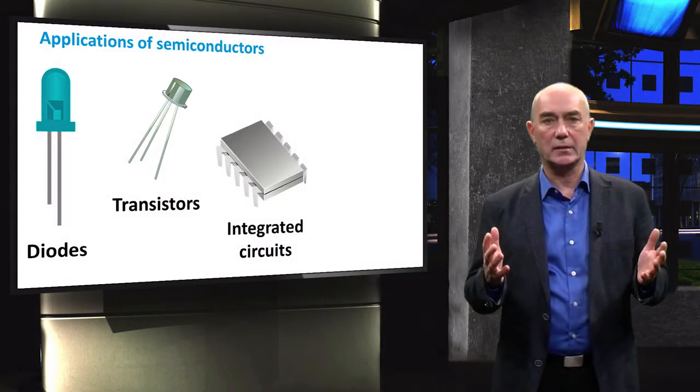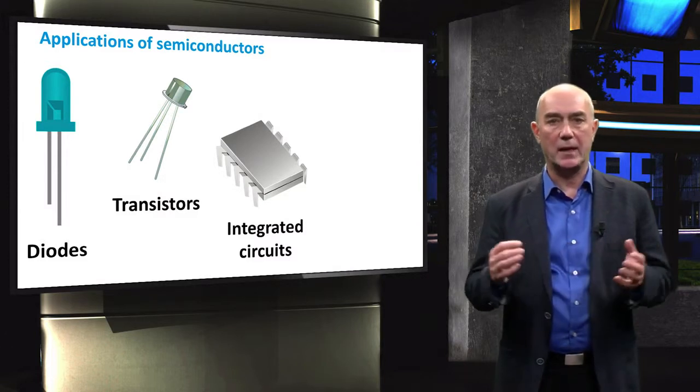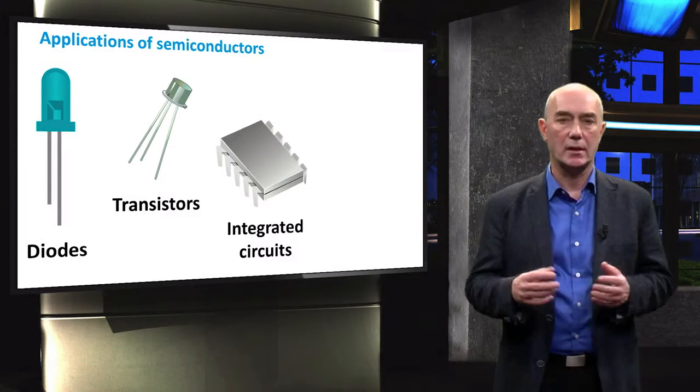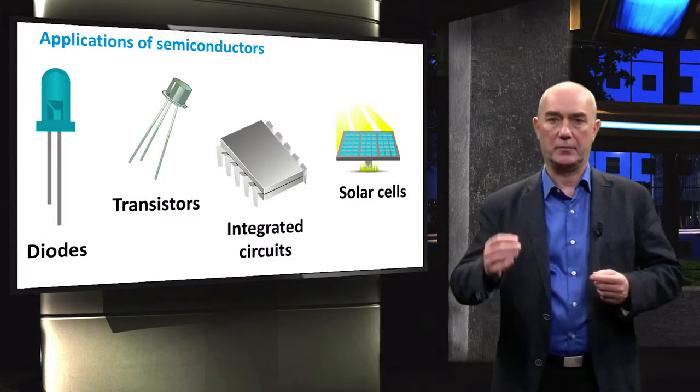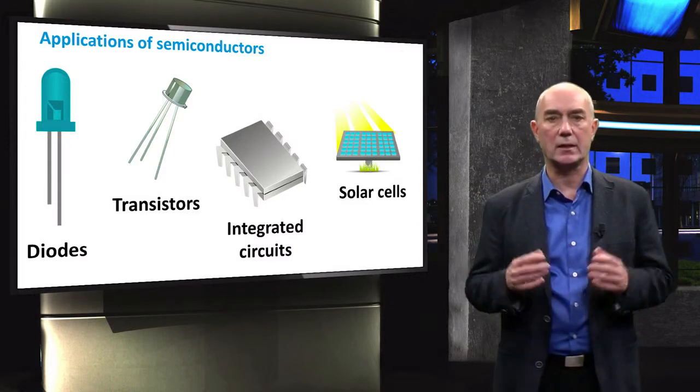Semiconductors are materials that are widely used for several applications. We can find them in electronic devices such as diodes, transistors, or integrated circuits. But for us, they play a crucial role as active materials in solar cells.